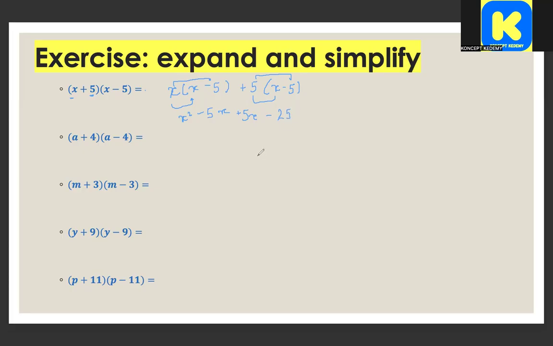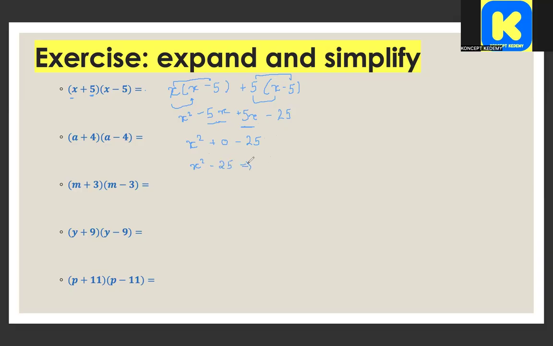Now, we are getting x square minus 5x plus 5x minus 25. So now we can see these both have the same variable. That means these are like terms. So now we can calculate with that x square. So minus 5x plus 5x is equal to 0. So plus 0 minus 25. So we have x square minus 25 as an answer.